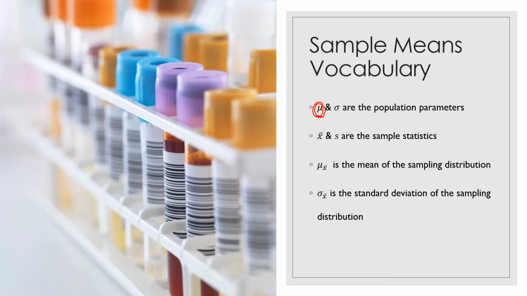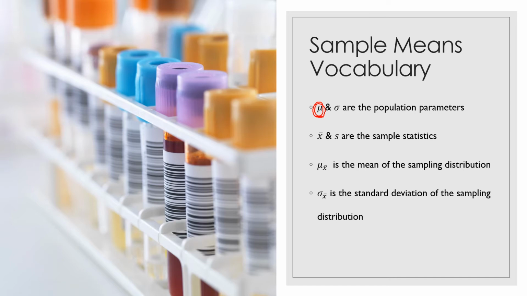And then we have the mean of X bar, which is the mean of the sampling distribution. That is the mean when you take all those means and put them together. And then you have the standard deviation of X bar, and that is the standard deviation of the sampling distribution.